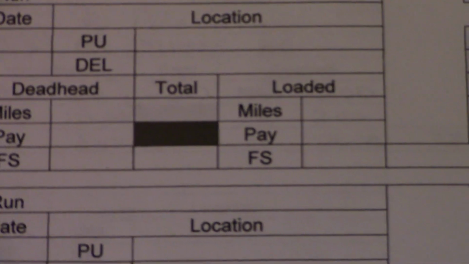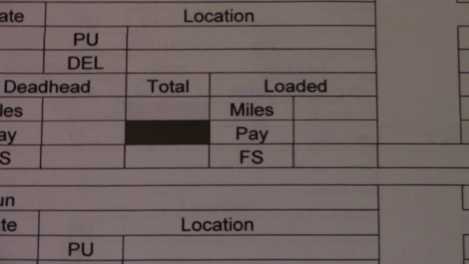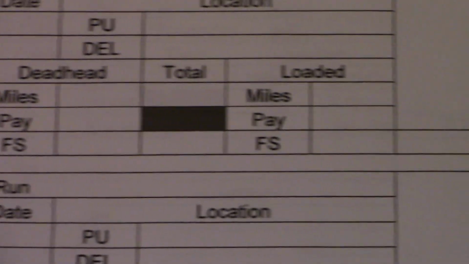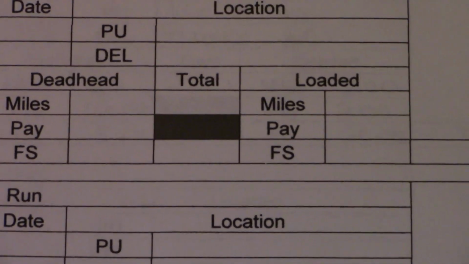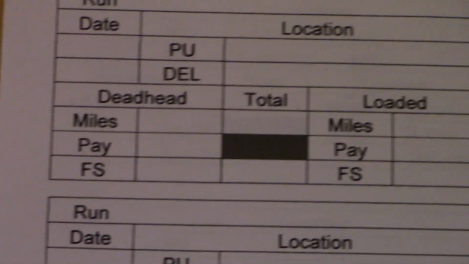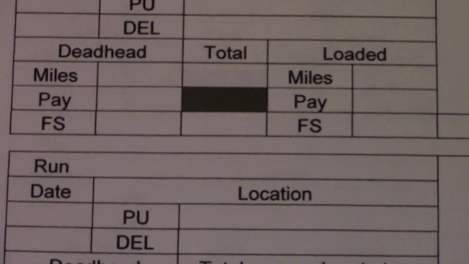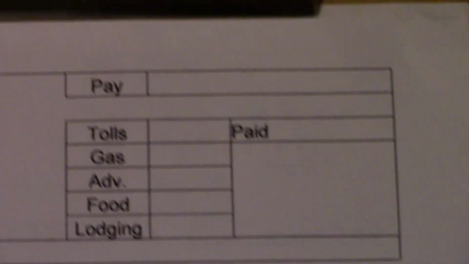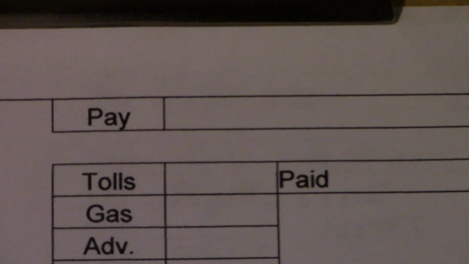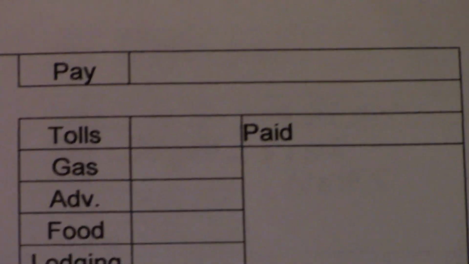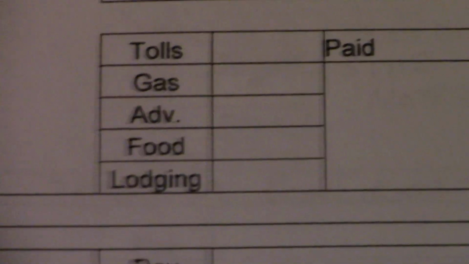In the middle you have, oops, sorry I zoomed in. Didn't mean to do that. In the middle you have total for the miles, and we do use that. At the bottom we have the total for fuel surcharge, and we do use that. But if you'll notice in the middle there's no total for the pay, and that's because it goes up there. That's total pay. If you get a total assistance, it goes right there, and then paid, that's how much you actually got paid in totals. We use those.